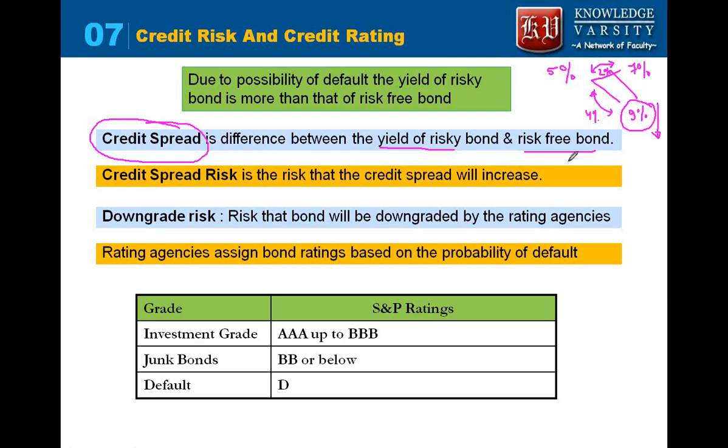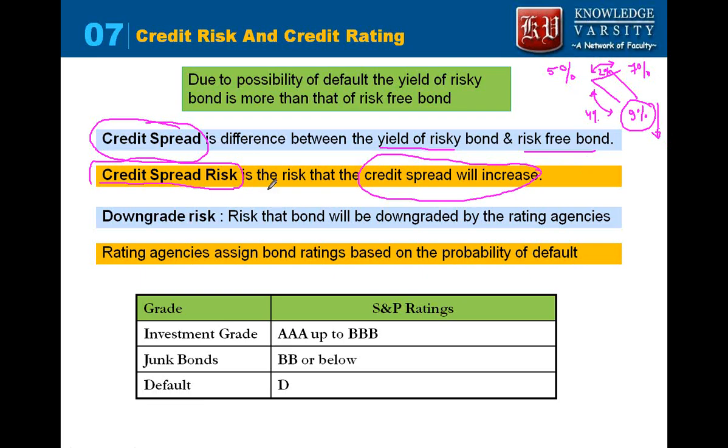So there is a concept called credit spread risk. The credit spread risk is what will happen when the credit spread increases. When credit spread increases, the price falls. So credit spread risk is the risk that credit spread will increase.